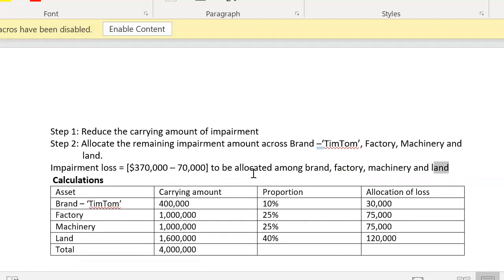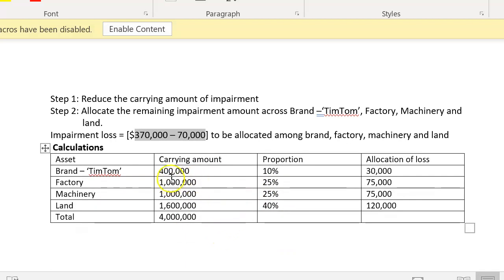Okay, next step is to assign impairment loss of 300,000 on brand, factory, machinery, and land on a pro rata basis, which means we work out the proportion of brand over total assets, proportion of factory over total assets, proportion of machinery over total assets, and the proportion of land over total assets. Okay, so brand has a carrying amount of 400,000, and the total fair value of these assets is 4 million, which means the proportion of brand over total assets is 10%.